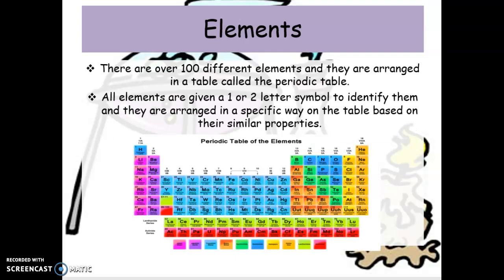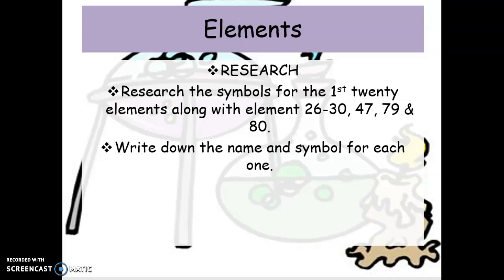Okay? So all of your elements are arranged on your periodic table, which is in your book, and it's also in your homework journal. When you look at that, every periodic table is going to look the same, and they're all arranged very specifically, and they're all given specific numbers. We're going to touch on what those numbers mean in another chapter, but for now, all I want you to do is familiarize yourself with the letters and the symbols, okay? So I've asked you the last day to use this slide to find the first 20 elements, and then elements number 26 to 30, 47, 79 and 80.